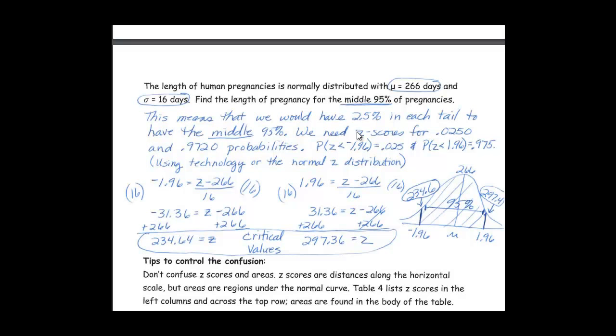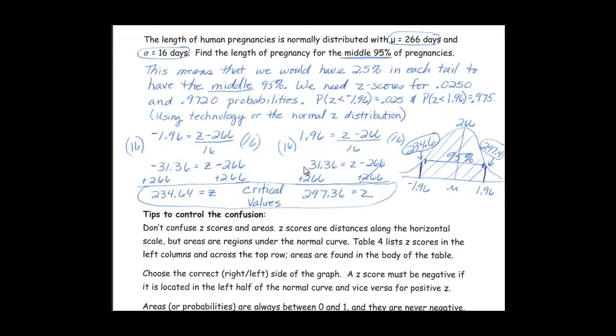So we need z-scores for 0.0250 and 0.9750. Forgive my error there. We need to find the ones that are associated to those probabilities. We could hunt in the chart again and find that we'd have negative 1.96 and positive 1.96 are the two z-scores that are affiliated with those probabilities.